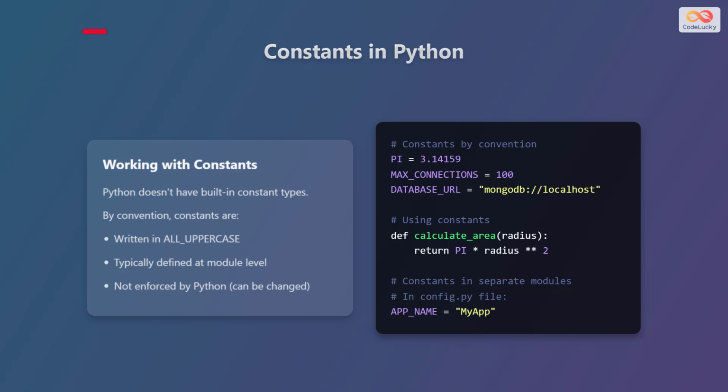Here are some examples of constants defined by convention. PI equals 3.14159. MAX_CONNECTIONS equals 100. DATABASE_URL equals mongodb://localhost. Here is how you can use them. To calculate the area, you can define a function calculate_area that takes a radius as input and returns pi times radius squared. To use a constant in separate modules, you can define it in a separate file such as config.py, and then import it into your main program.